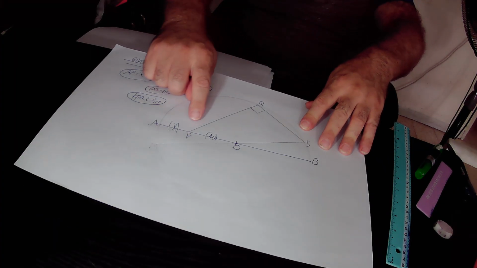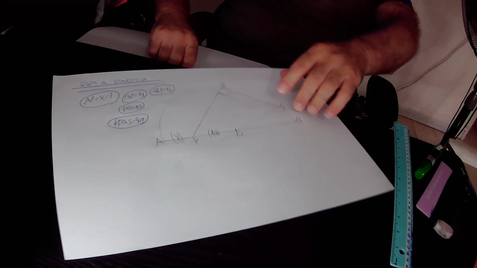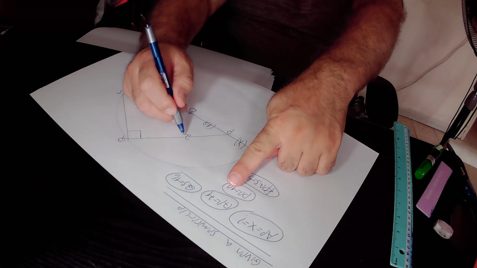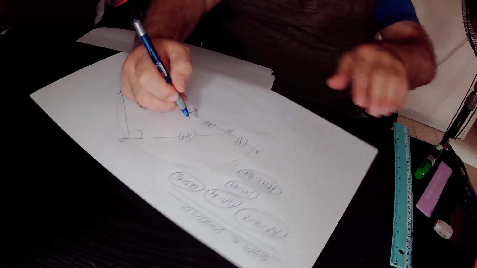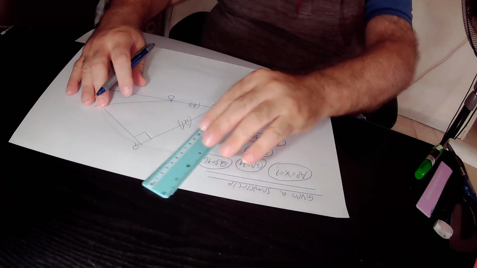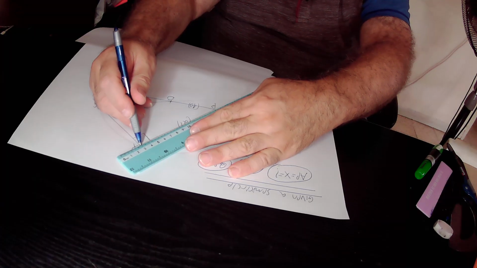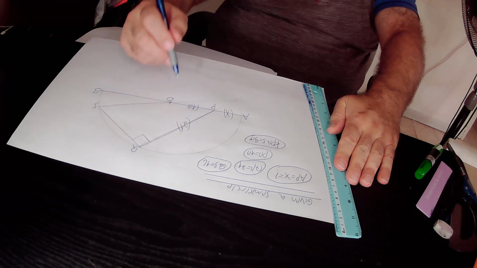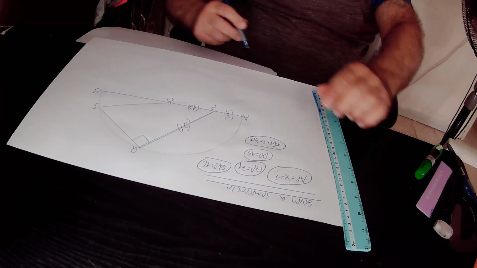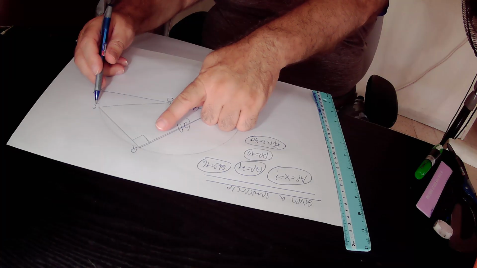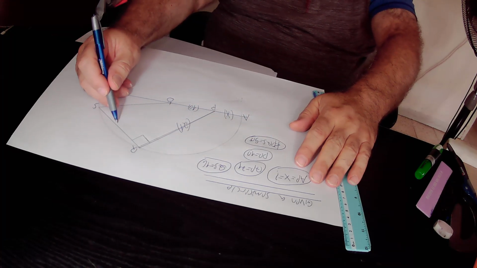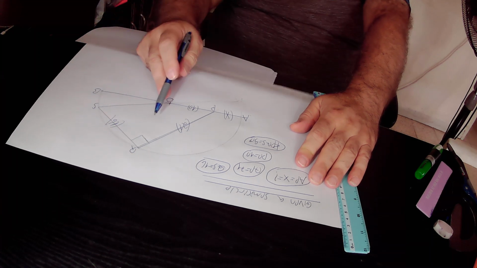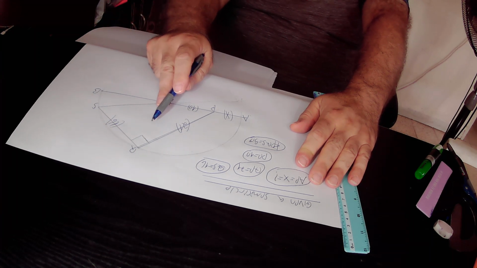This is line segment QP that is equal to 21 units in length. Again, QP equals 21 units. This is QS, which is equal to 16 units in length. This is angle PQS, that is a right angle.